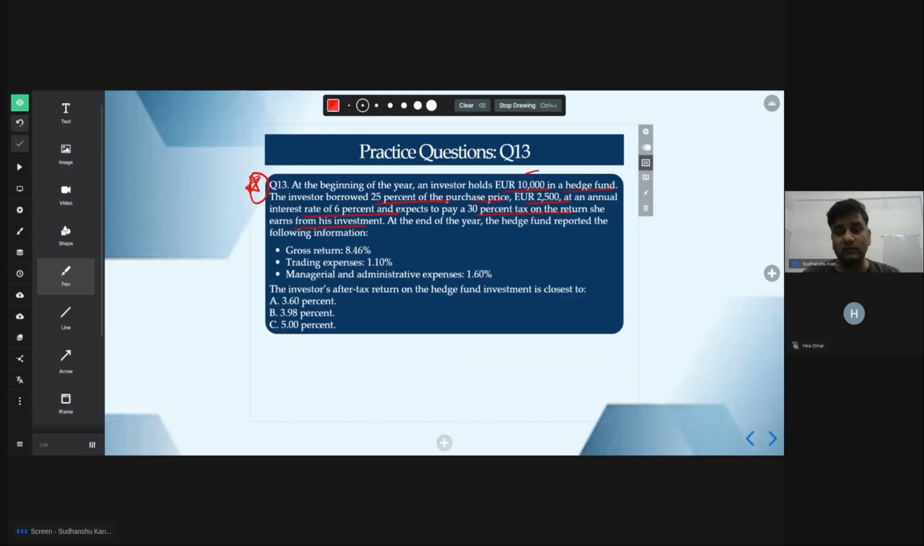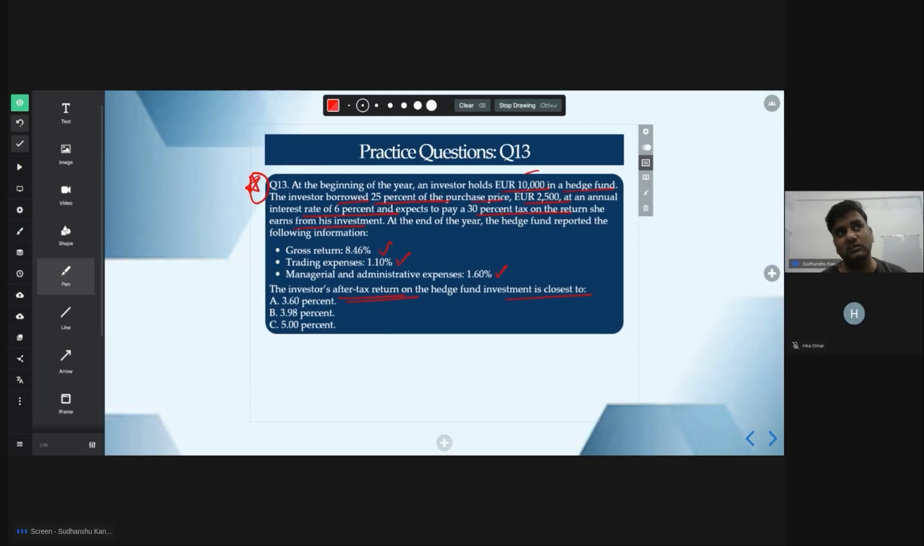So what is given here is that you have borrowed 25% of the purchase price at an annual interest rate of 6%, and expect to pay 30% tax. At the end of the year, the hedge fund reported a gross return of this much, trading expense this much, managerial and administrative expense this much. The investor's after-tax return on the hedge fund investment is closest to what? Now, this is a very tricky question because there are two, three concepts involved here.